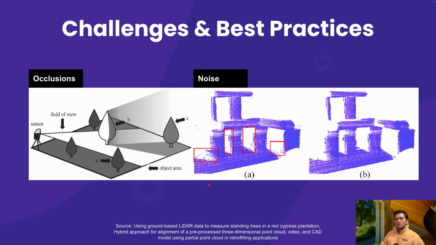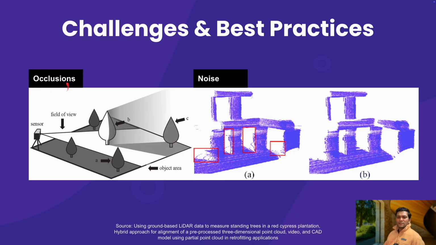We can use denoising filters in the annotation tool to address such problems and clean up the stray points before annotating the point cloud. Part B of this image is a denoised version of A, where we can see the stray points being removed.